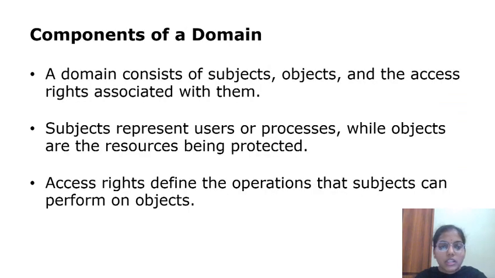Components of a domain. A domain consists of subjects, objects, and the access rights associated with them. Subjects represent users or processes, while objects are the resources being protected. Access rights define the operations that subjects can perform on an object.